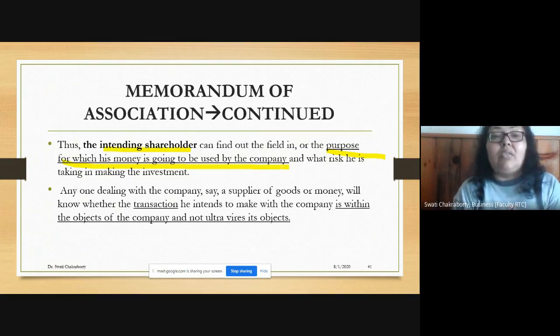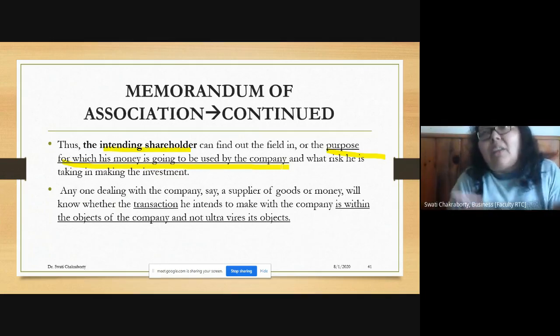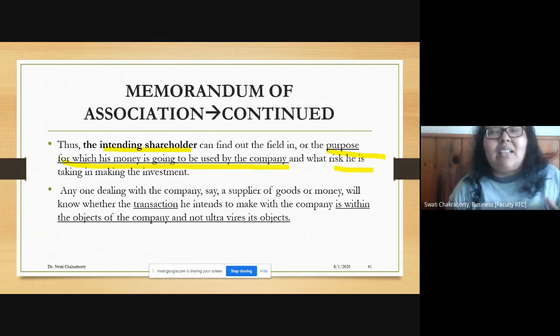They can find out through the MOA, memorandum of understanding, that they're investing their money, but for what purpose, how is the company utilizing it, and what could be the risk that they are undertaking when they're going for that investment.